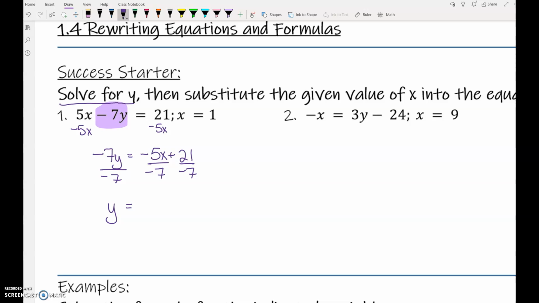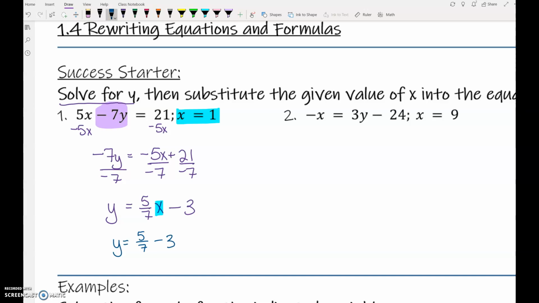So negative 5 over negative 7. The negatives will cancel, and we have the fraction 5/7 x. 21 divided by negative 7 is negative 3. So our final equation is y equals 5/7 x minus 3. Then you would do part 2, substitute the given value of x into that equation. So y equals 5/7 times 1, which is 5/7, minus 3.